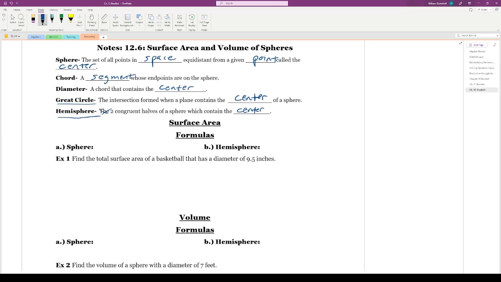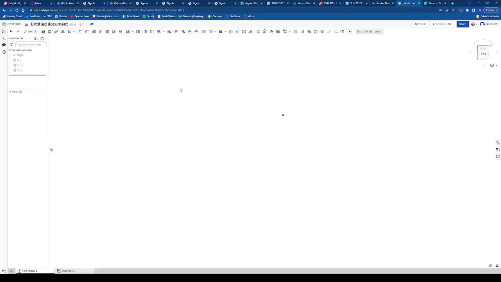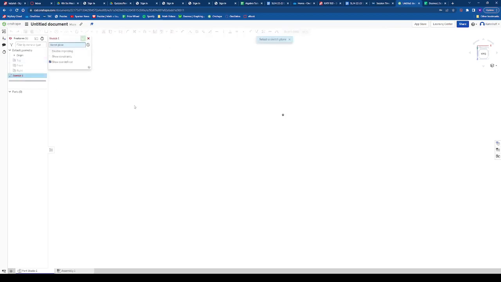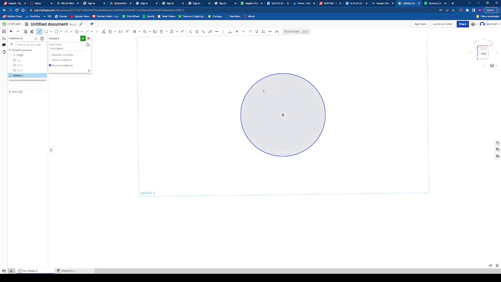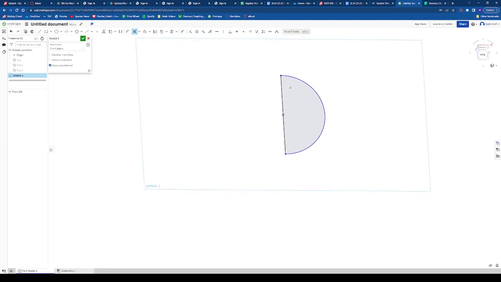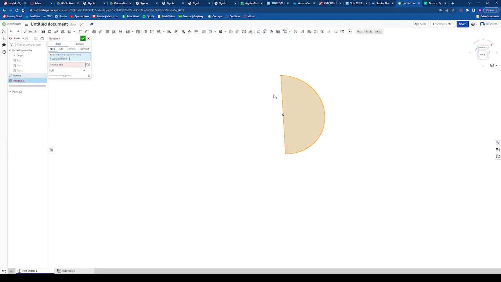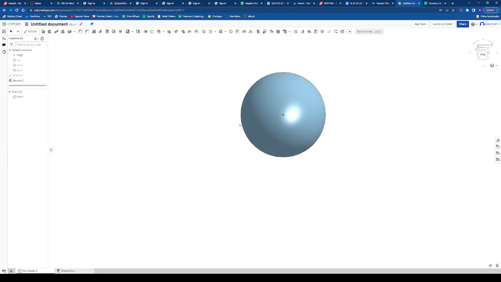Okay, so let's look at Onshape real quick. And I want to create a sphere. So I'm going to make a sketch of a circle. And I'm going to make a dividing line vertically through the center down the middle and get rid of half of this circle. Then I'm going to use an operation called revolve to spin this around this axis. So I'm going to revolve this shape around this central axis, and it's going to create a sphere.